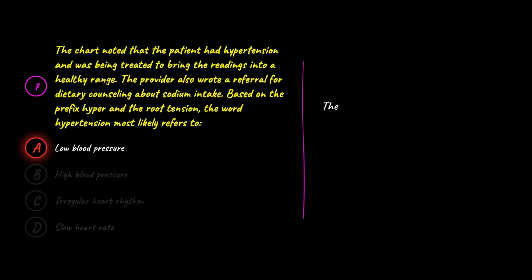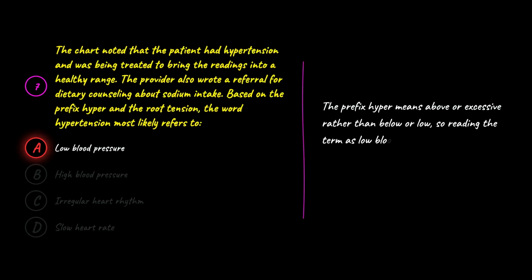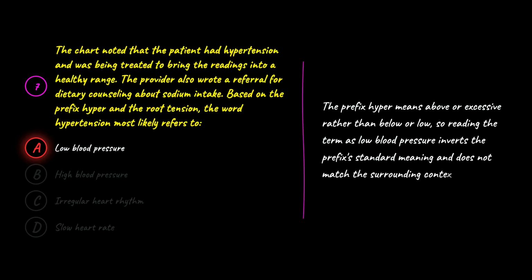A is wrong because the prefix hyper means above or excessive rather than below or low, so reading the term as low blood pressure inverts the prefix's standard meaning and does not match the surrounding context about sodium intake.